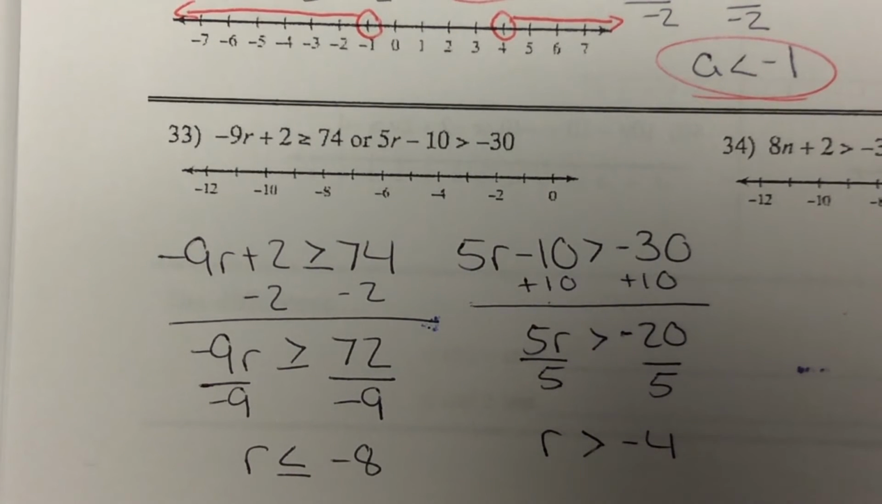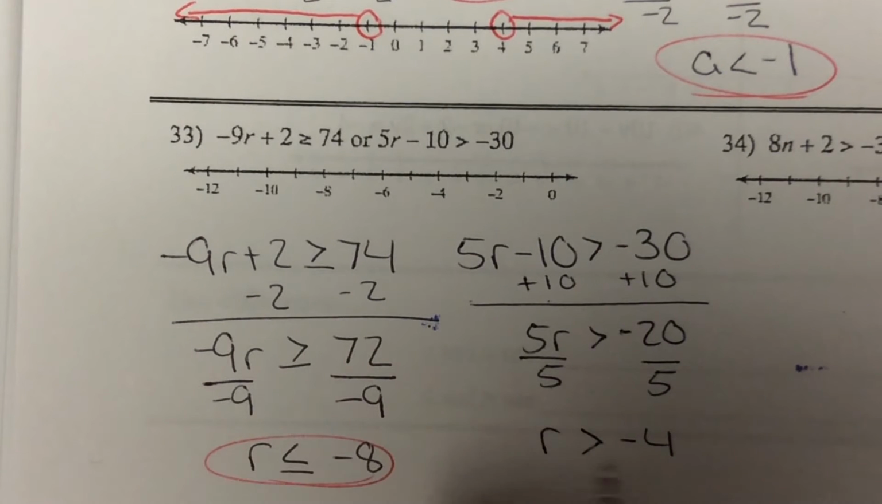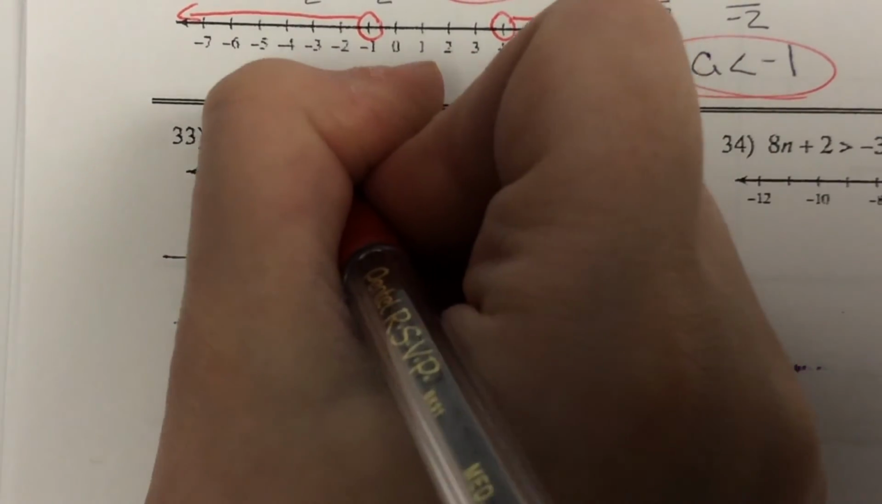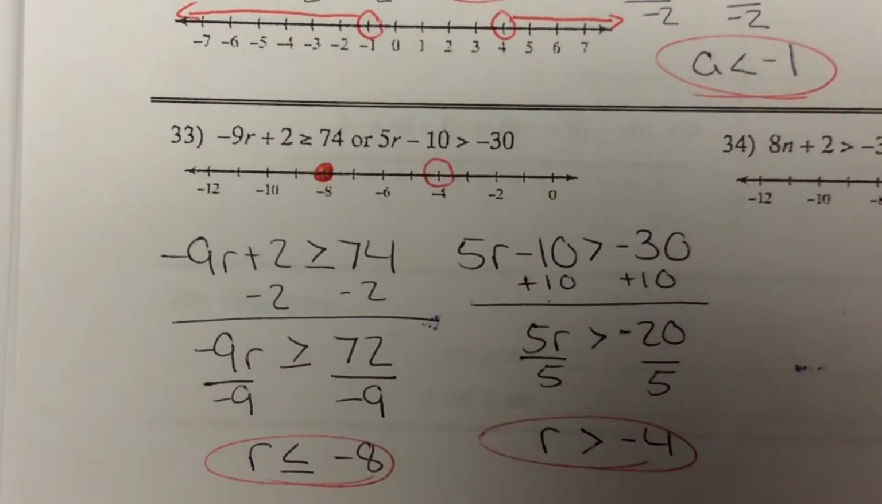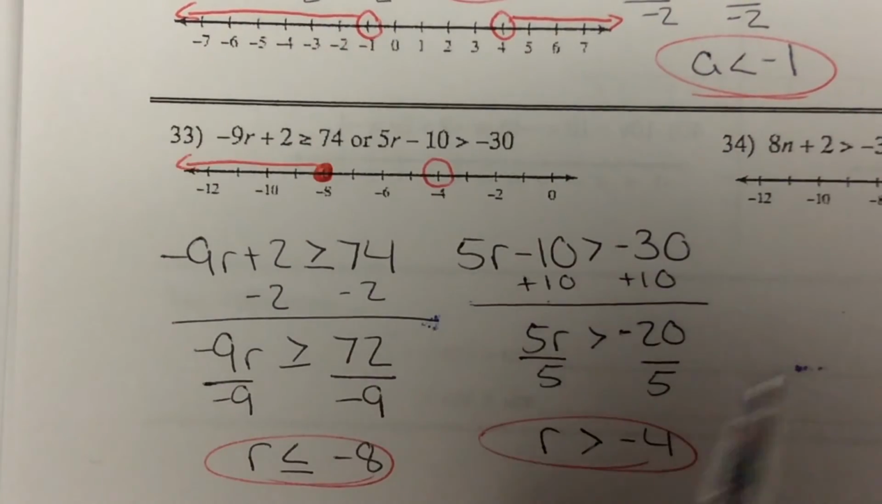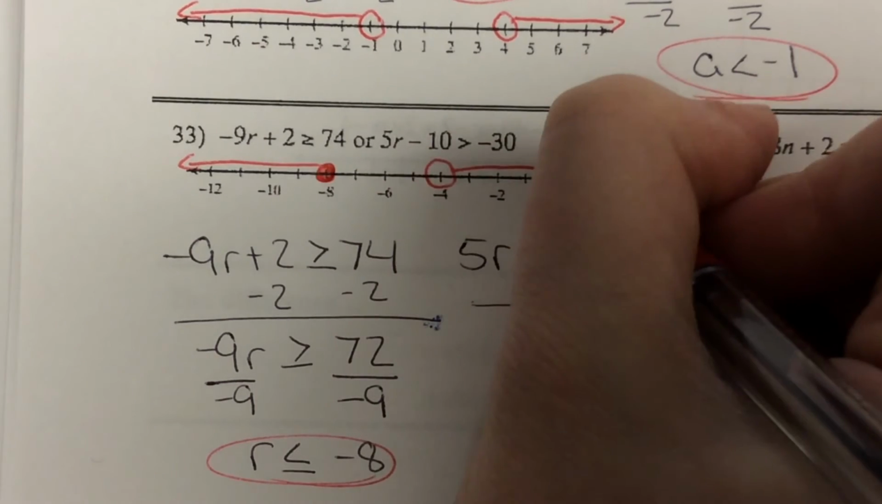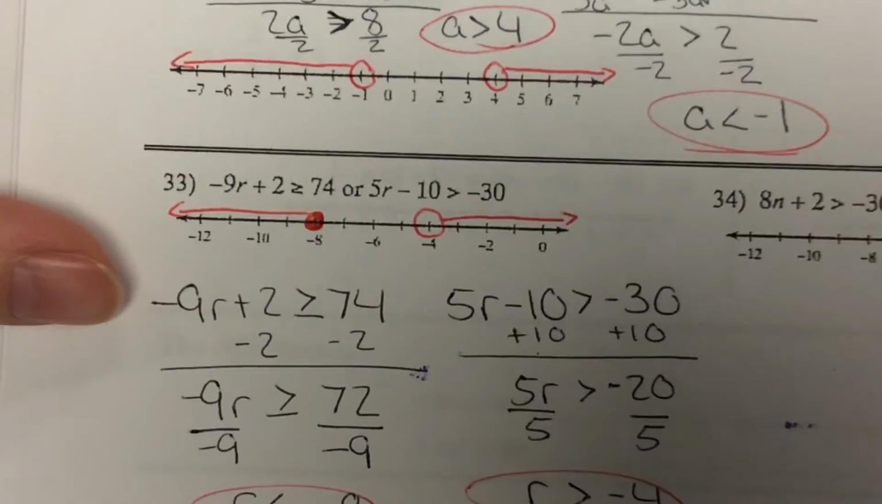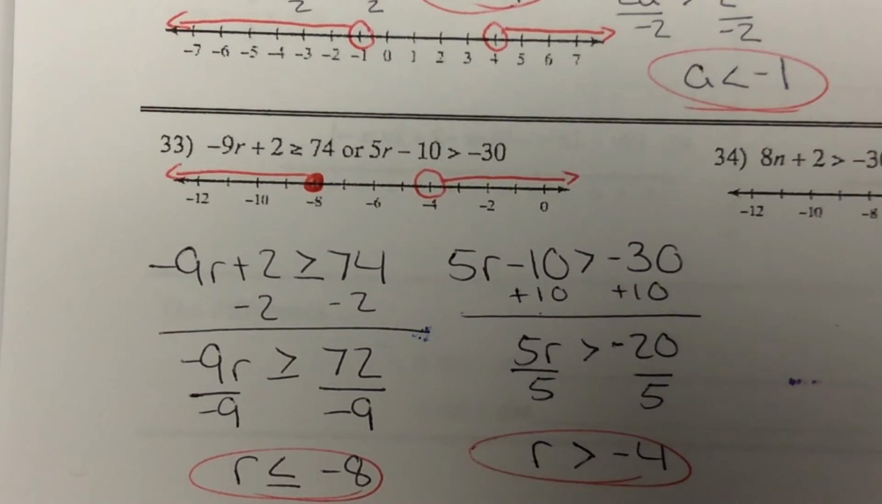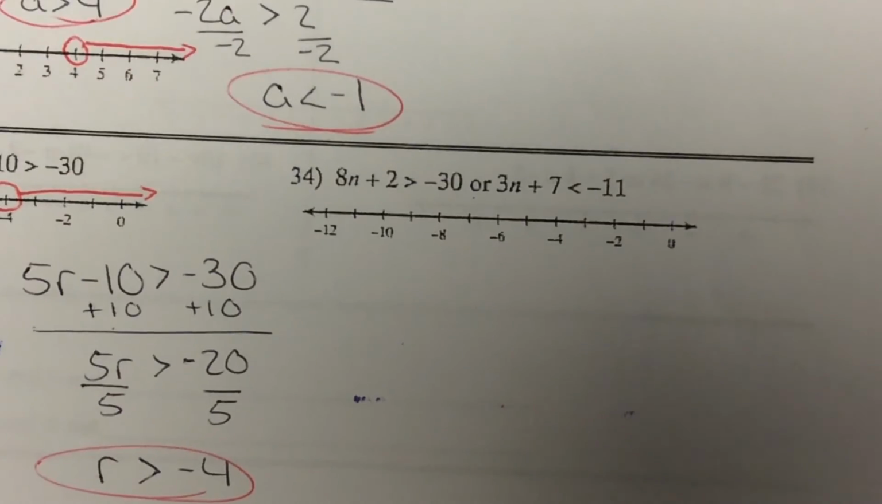Okay, so we've got our two solutions here. Let's graph them and see what happens. So we've got a closed circle at negative 8. So that'll be here. And an open circle at negative 4. And for negative 8, we need all the numbers less than, so that's in this direction. And for negative 4, all the numbers greater than, so that's in this direction. All right, looks like the example we did up top. Perfect. All right, let's move over to 34.